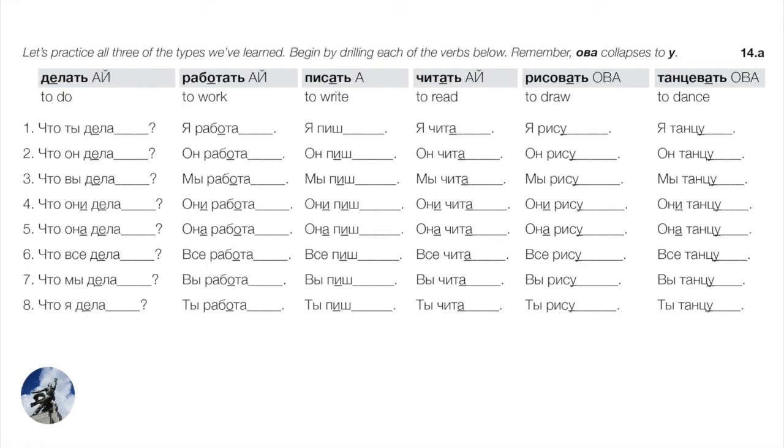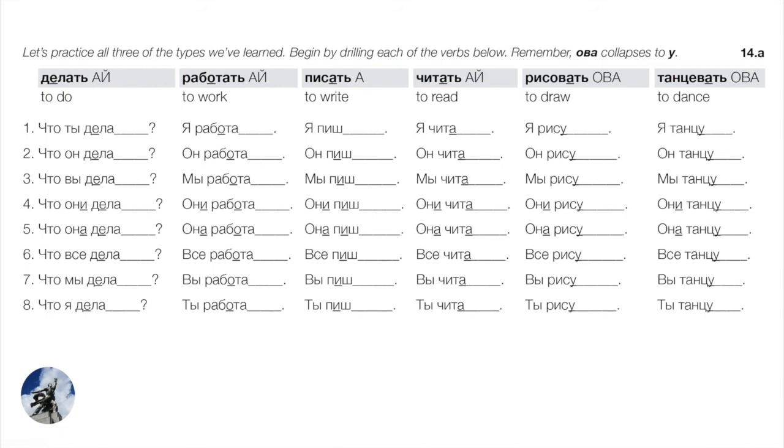The only exception to that are certain native Russian ova verbs, which are very few in number. They're basically ova verbs that are native Russian verbs that haven't been borrowed from some other language. So we don't need to worry about those right now. We'll talk about them sometime, maybe even in book 4.